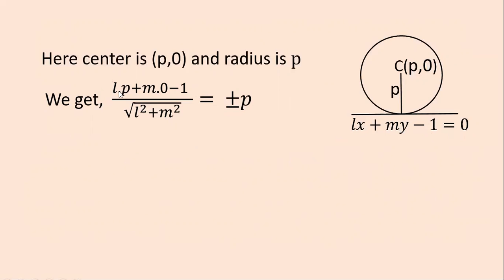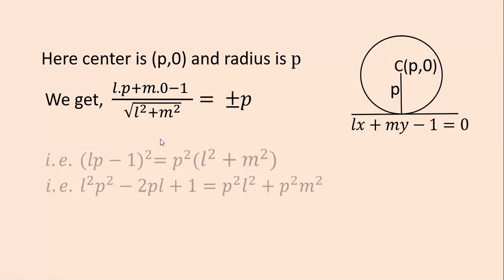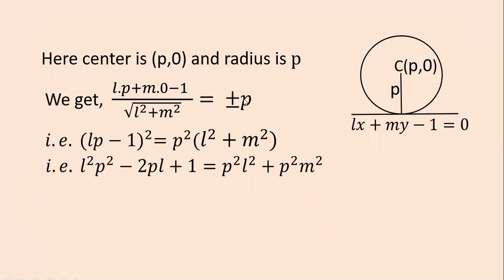And then (lp minus 1) whole square is equal to p square into (l square plus m square). Applying this (a minus b) whole square, very often what we do, we just put a square minus b square. We are not careful enough with this 2ab. But remember, formula is formula. Formula is formula, so don't miss this one, 2ab.